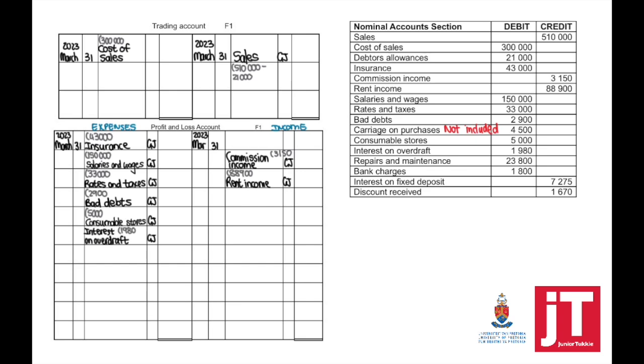Consumable stores, interest on overdraft, repairs and maintenance, bank charges. Interest on fixed deposit is an income which appears on the credit side. Discount received is an income. So this is your step number 1. A reminder, you need to show your calculations in brackets. No calculations, if your final answer is wrong, you lose all the marks.